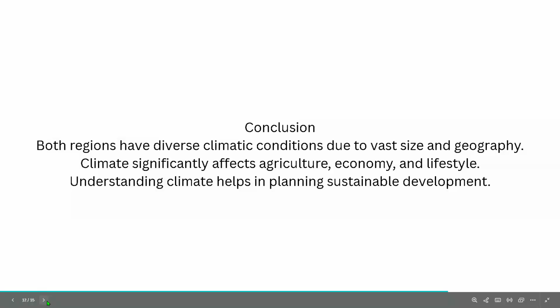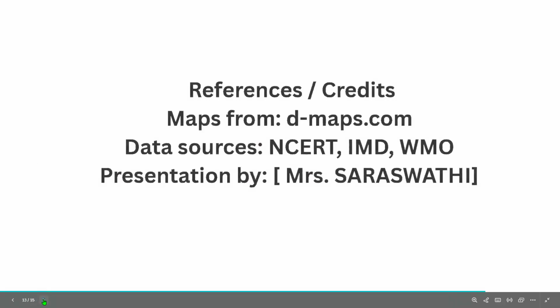Understanding climate helps in planning sustainable development. So if we can understand how the climate of a place will be, then definitely we are going to show sustainable development in the economy. Planning can be done properly.